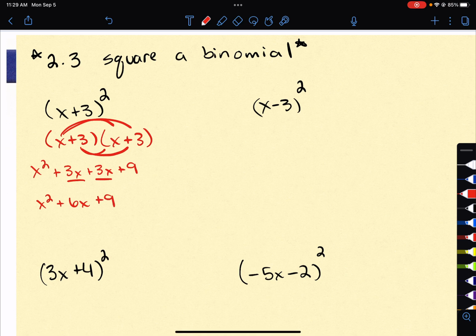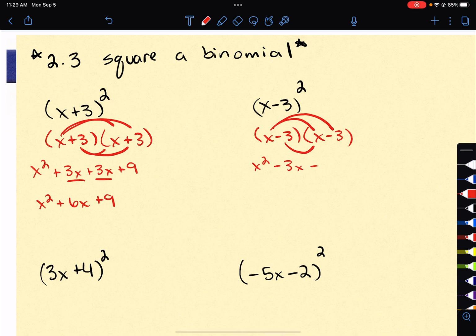All right? Well, let's look at x minus 3 squared. That means x minus 3 multiplied by x minus 3. So x times x is x squared. x times negative 3 is negative 3x. Negative 3 times x is another negative 3x. Negative 3 times negative 3 is a positive 9. So that negative 3x shows up twice, and those add together to become negative 6x.